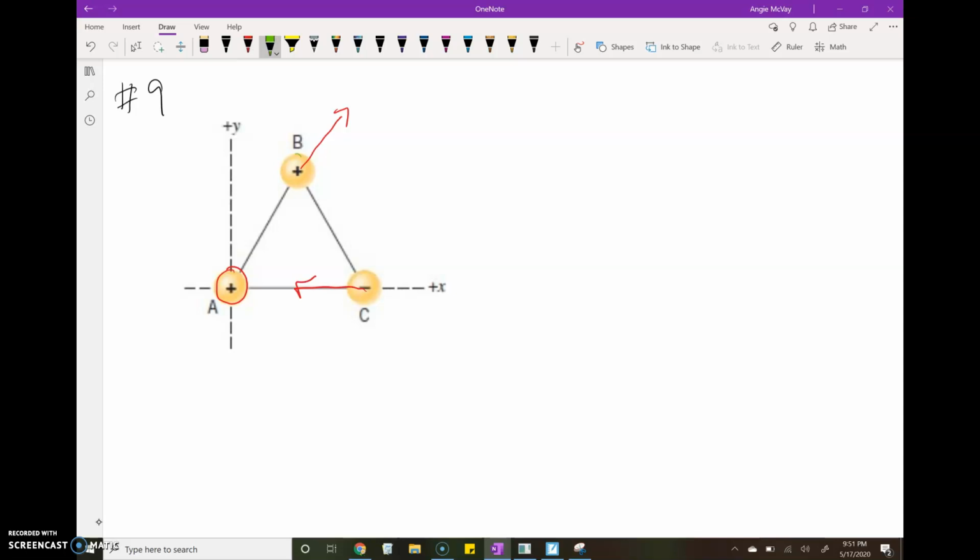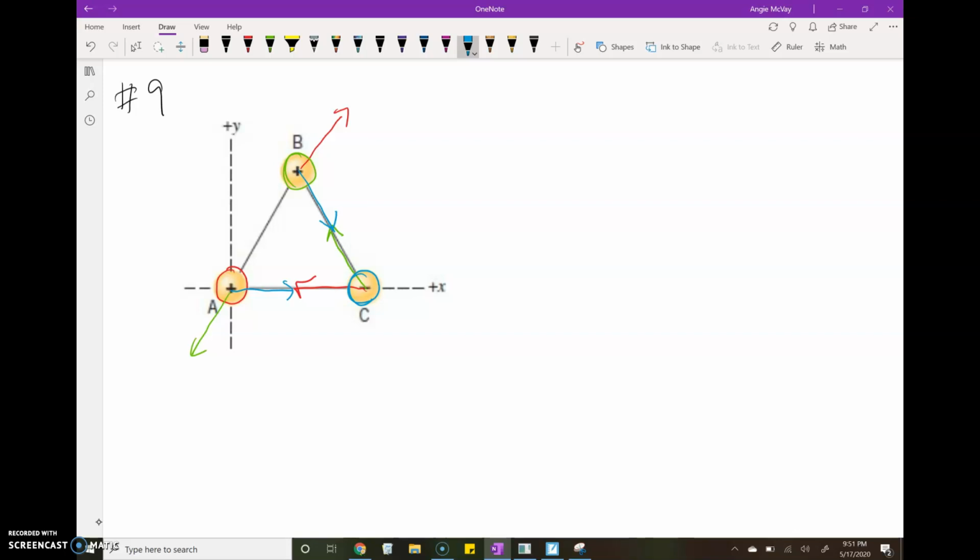Okay, let's look at charge B. I'll draw those forces in green. Charge B is attracting charge C, and it is repelling charge A. Okay, then in blue, there's charge C. It is acting on charge B by attracting it, and it's acting on charge A by attracting it also.